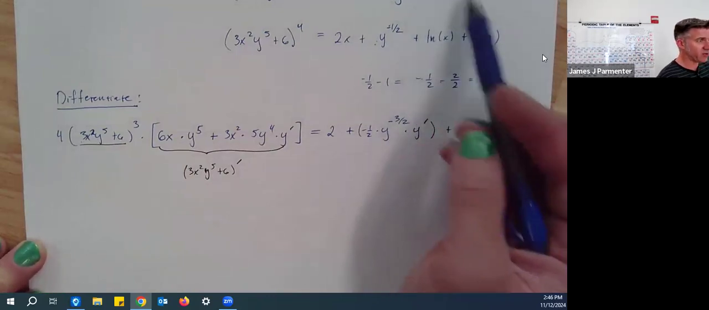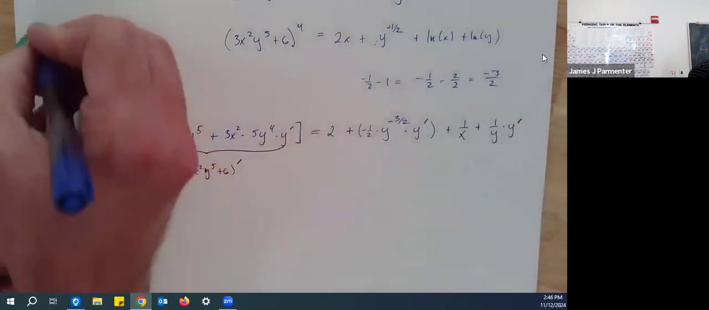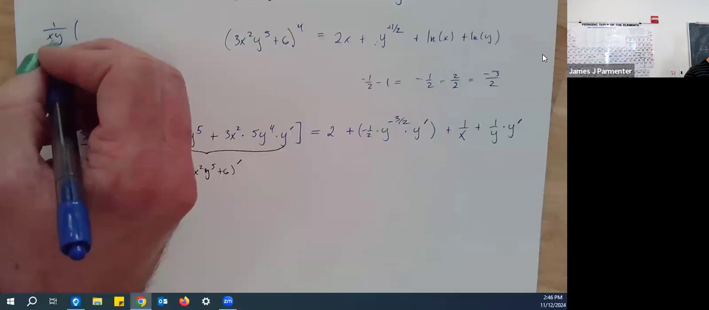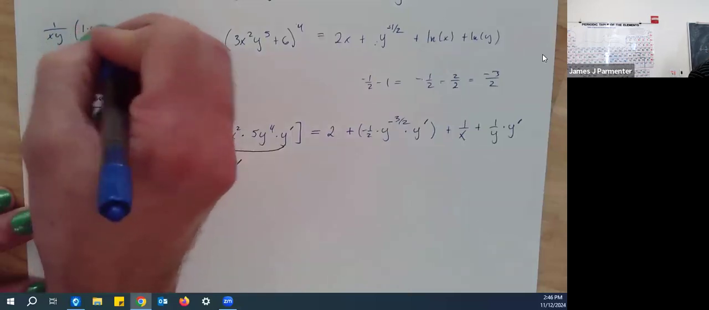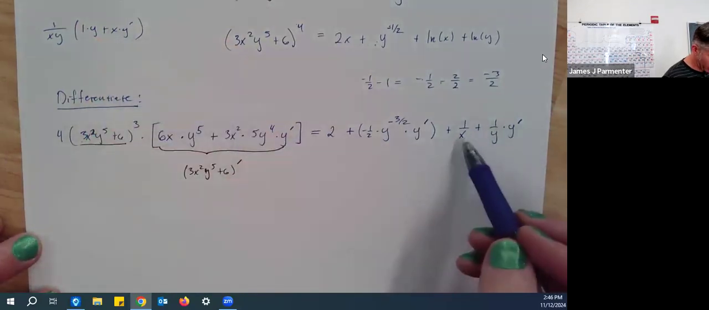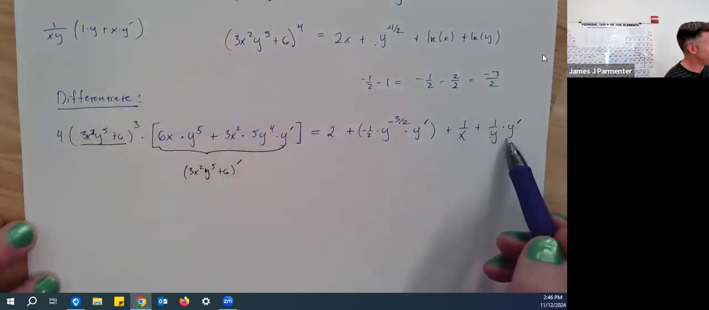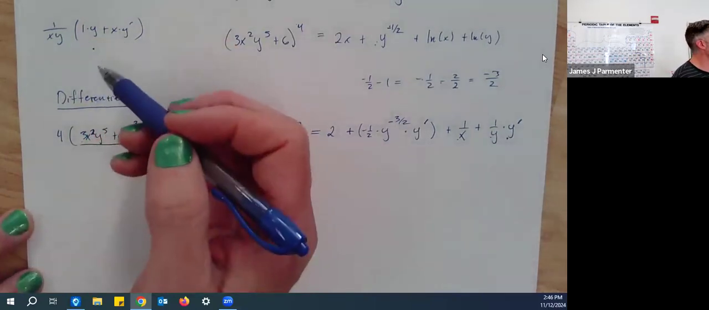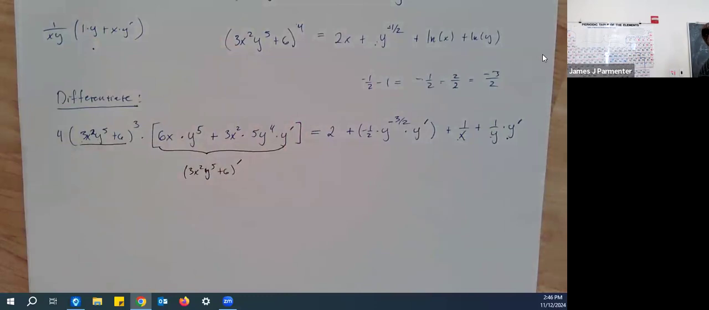Right? If we had taken the derivative of the natural log of xy, it would have been 1 over xy times the derivative of xy, which would have required the product rule, which would have been 1 times y plus x times y prime. Dealing with this 1 over x plus 1 over y times y prime is much nicer than dealing with that. I can't say it enough. If you have the opportunity to simplify before you take a derivative, you should. I will say it all the time, though, but I still can't say it enough.